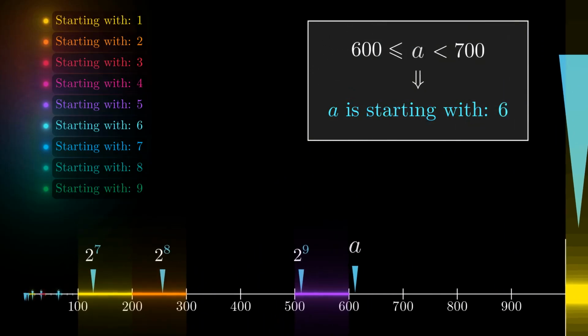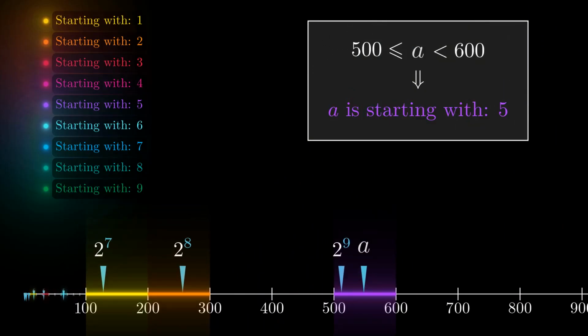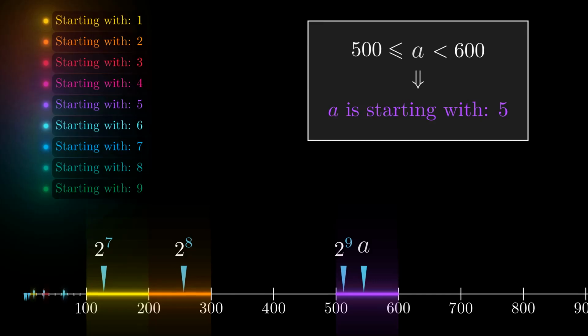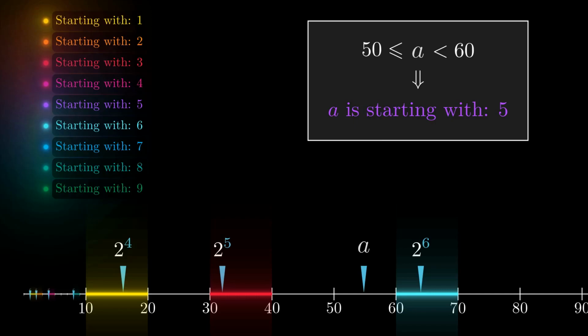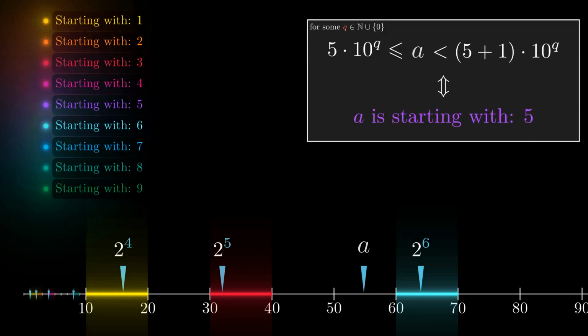Another example is the interval from 500 to 600, where any number from this interval begins with the digit 5. Of course, not every number starting with the digit 5 lies in this interval. For example, a number from the interval from 50 to 60. Roughly speaking, the number of zeros may be different. A necessary and sufficient condition for a number to start with the digit 5 is that the number belongs to an interval of the form from 5 multiplied by 10 to the power of q to 6 multiplied by 10 to the power of the same q. This condition can be easily generalized for an arbitrary digit k.